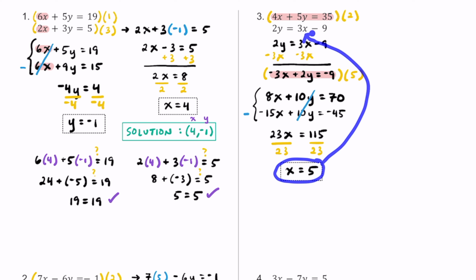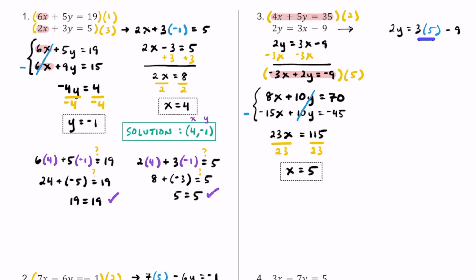Now I'm going to use the bottom equation. I just think it's a little bit easier since y is almost already isolated. So let's go ahead and plug in 5 for x into this second equation here. So we have 2y, and that's equal to 3 multiplied by x. We think x is 5. And then we're going to go ahead and take away 9.